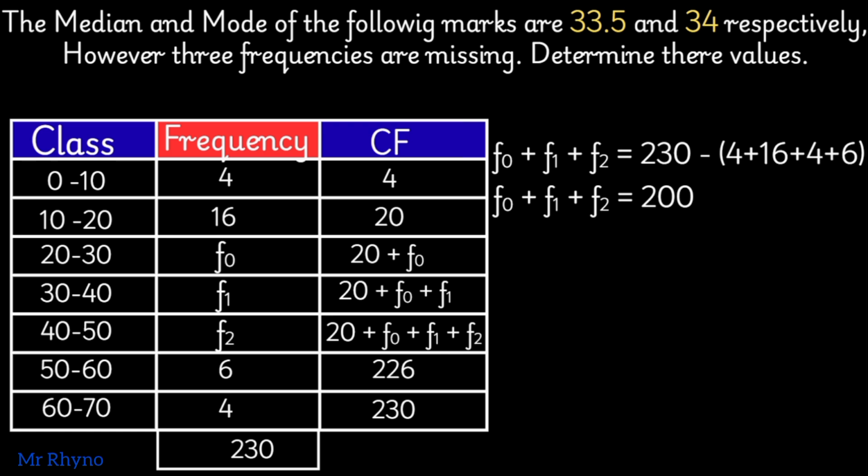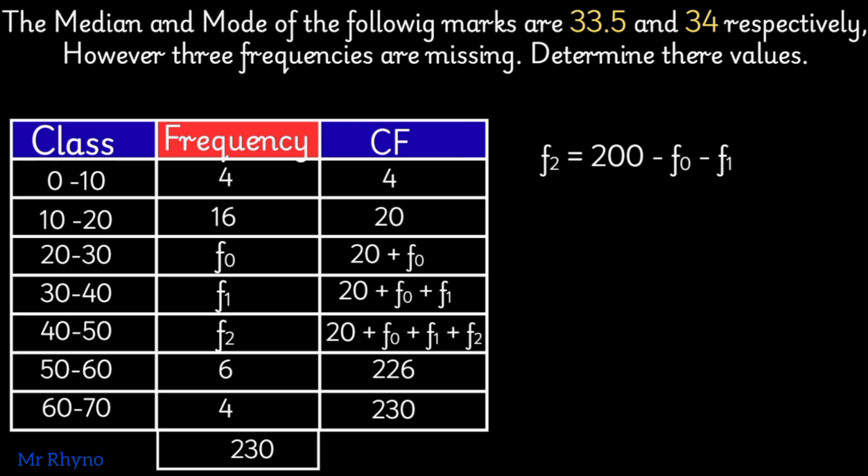Then we shall make f2 the subject of this, and notice that we shall have f2 being equal to 200 minus in bracket f0 plus f1. We can open the bracket so that we have minus f0 minus f1, and hence f2 is equal to 200 minus f0 minus f1.